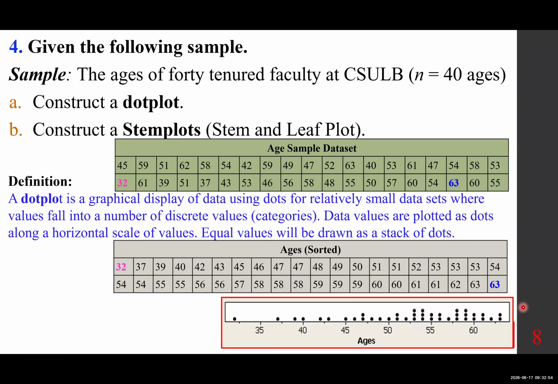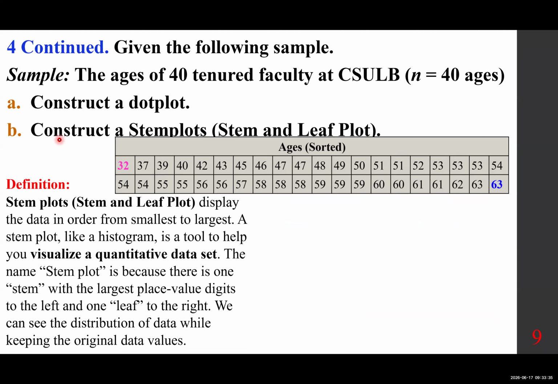Now we are looking at the same question, but this time we're going to construct a stem plot, or stem and leaf plot. So what's the definition? Definition: a stem and leaf plot displays the data in order from smallest to largest. That's why I put the ranked, sorted one here. We're going to use this one.